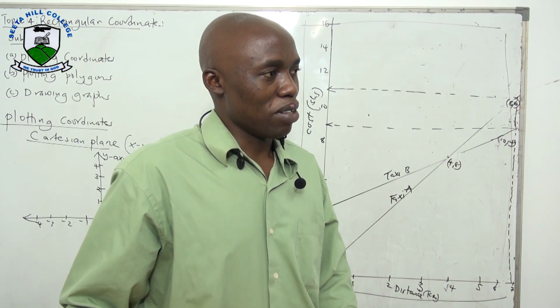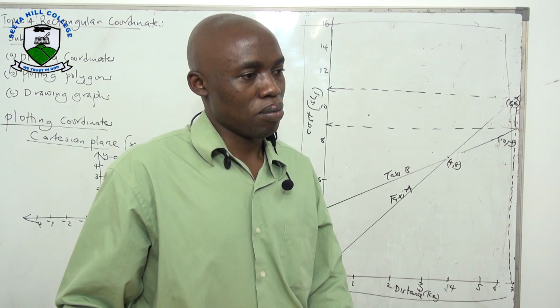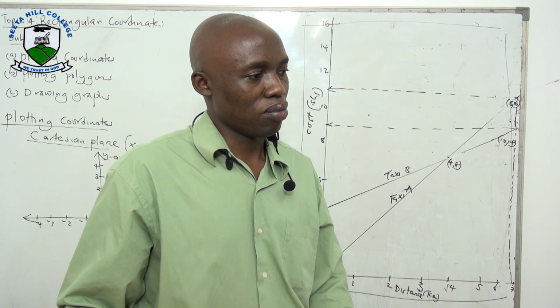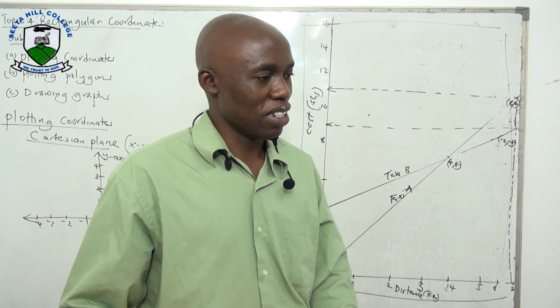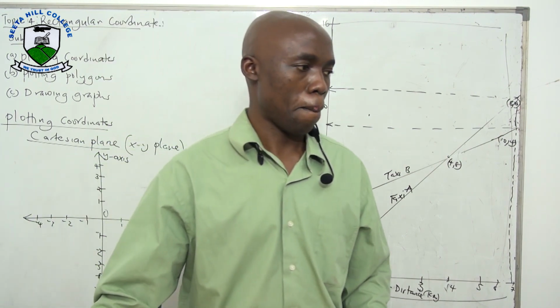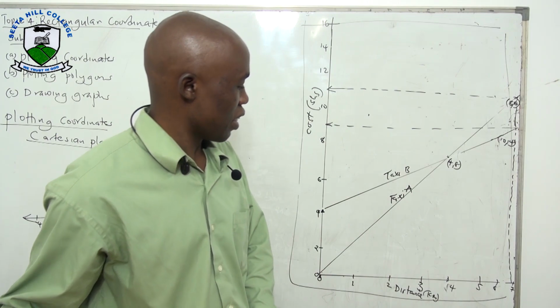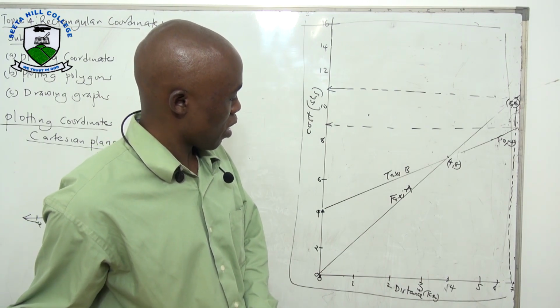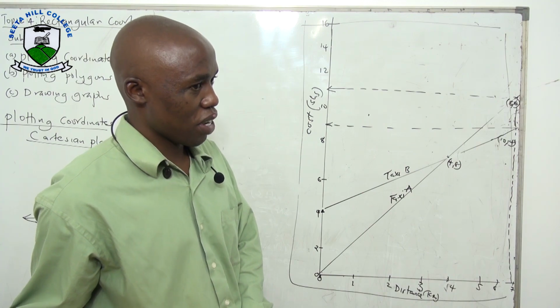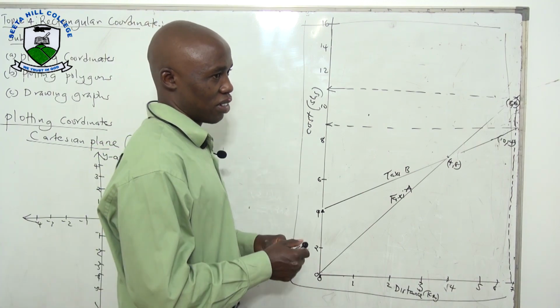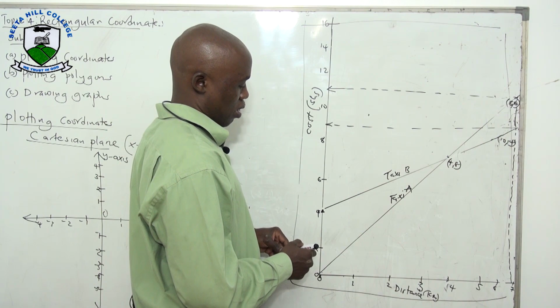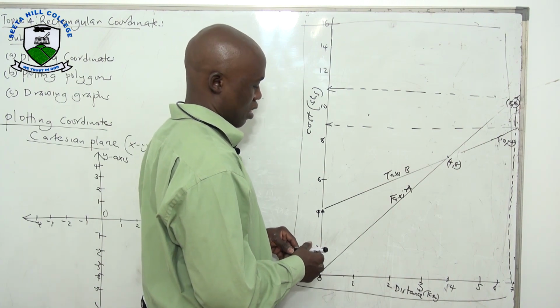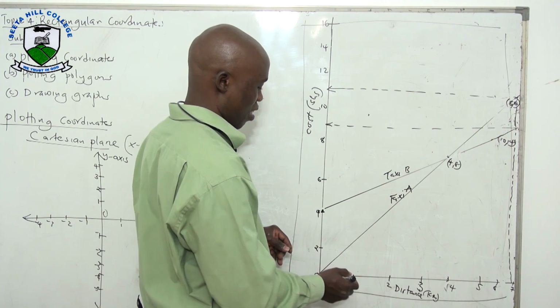Okay, question 2, part B. Part B says, how much does taxi A charge for each kilometer? How are we arriving at that? Yes, Grace? You have to base on the distance between each kilometer and the point of the cost where it reaches.